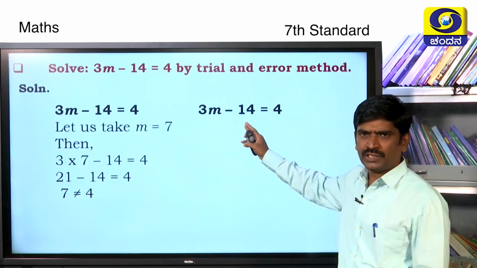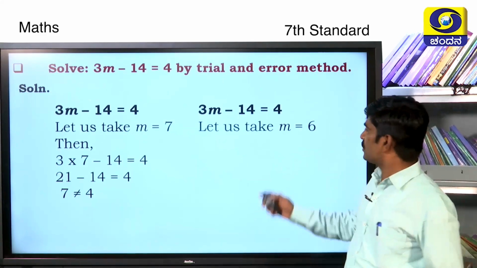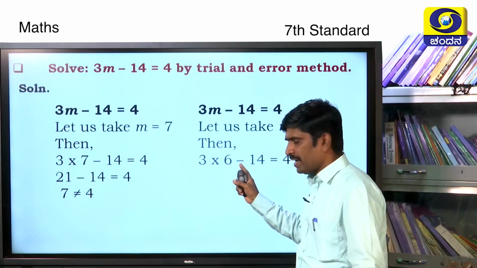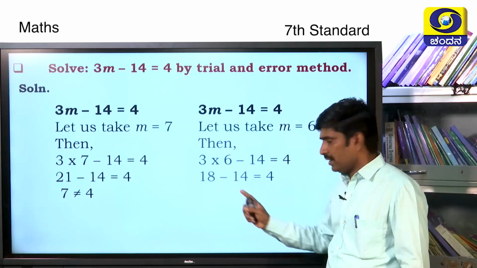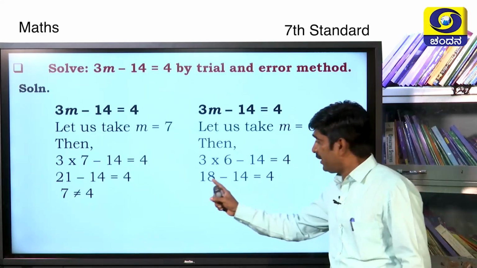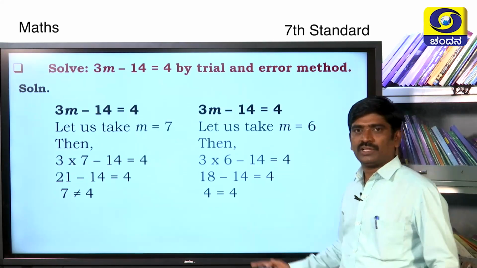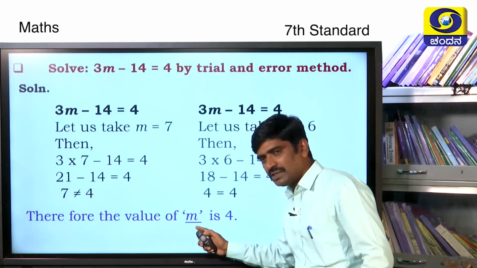3m minus 14 is equal to 4. Let us take m is equal to 6. Then 3 into 6 minus 14 is equal to 4. 3 sixes are 18, minus 14. 18 minus 14 is, yes, 4. 4 is equal to 4. Then we get the answer. What is the answer? Therefore, the value of m is 6.